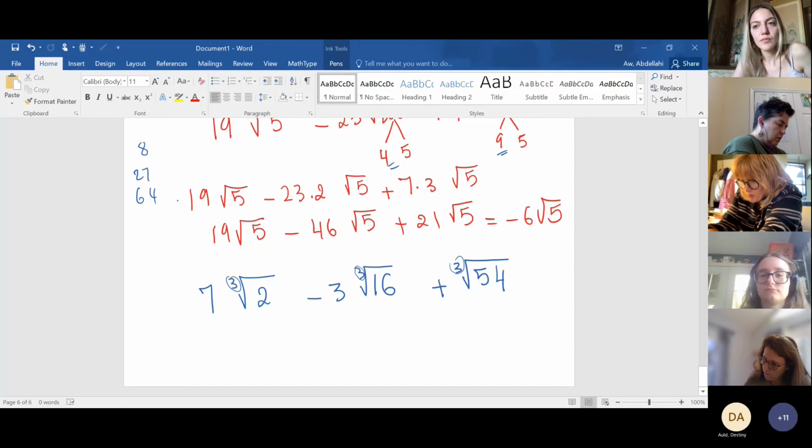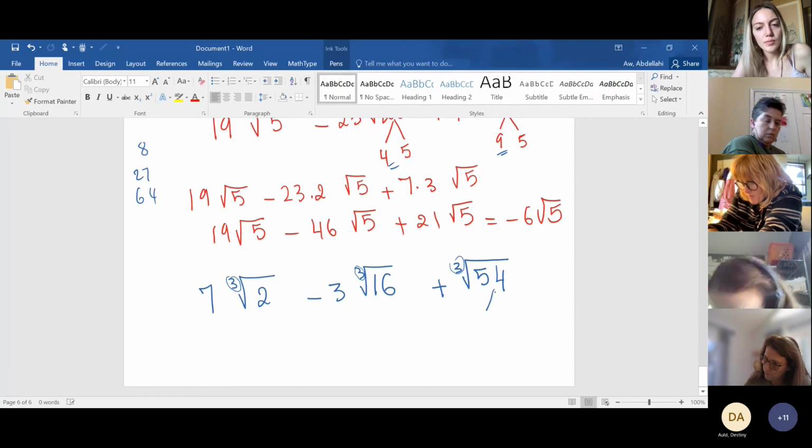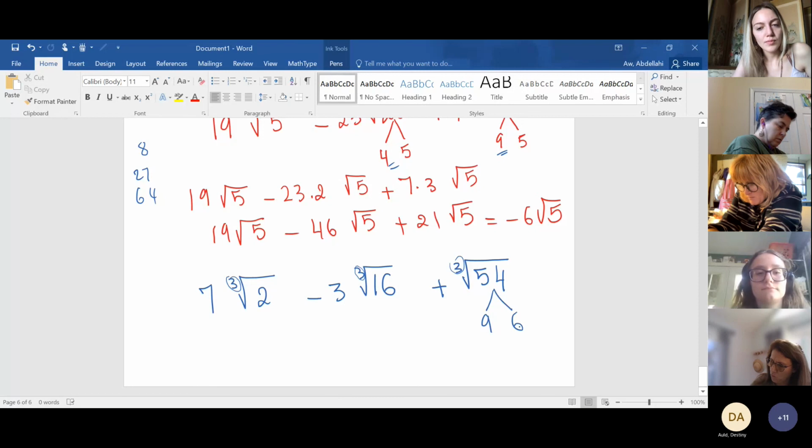Okay, so here, for instance, 54, if somebody breaks down 54 as 9 and 6, no help. It doesn't help you because 9 is not a perfect cube, 6 is not a perfect cube, right?